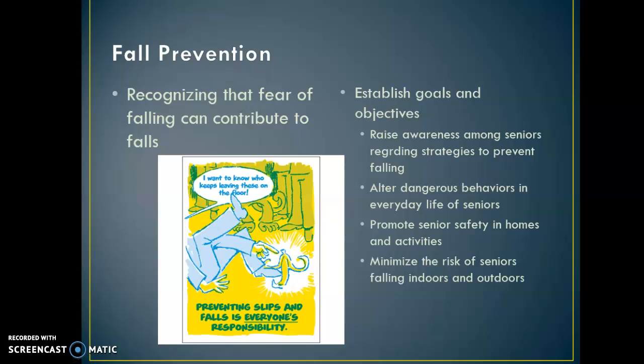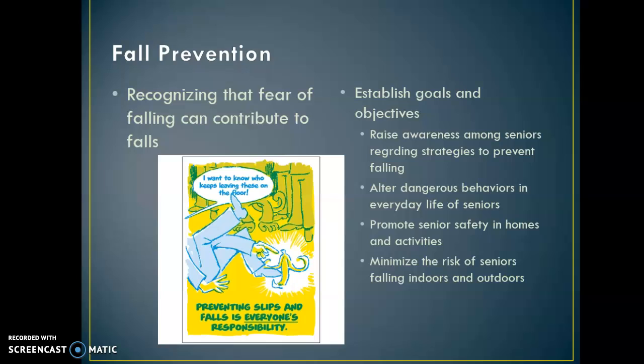The next topic under productive aging is fall prevention, which is huge for older adults. So basically in this chapter, it talked about a program that was being implemented by OTs. But fall prevention is recognizing that fear of falling can contribute to falls.